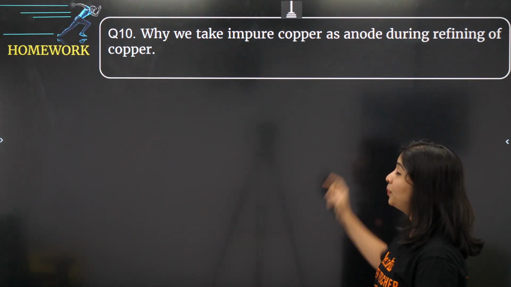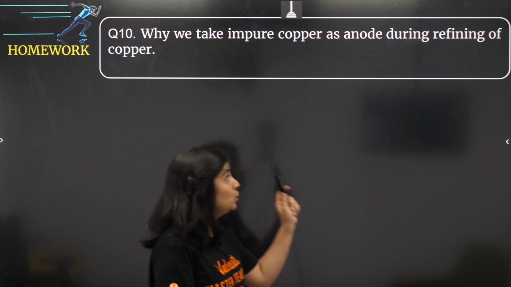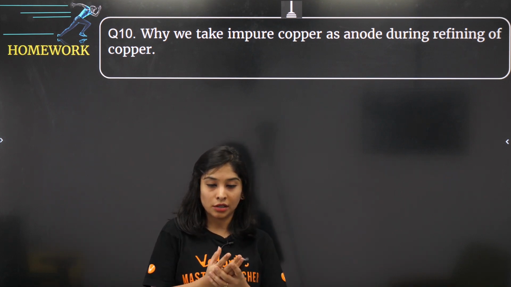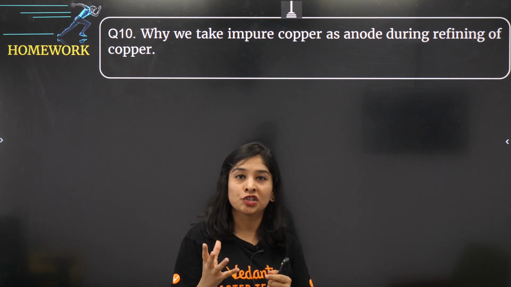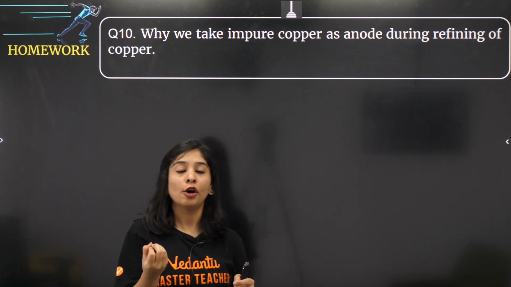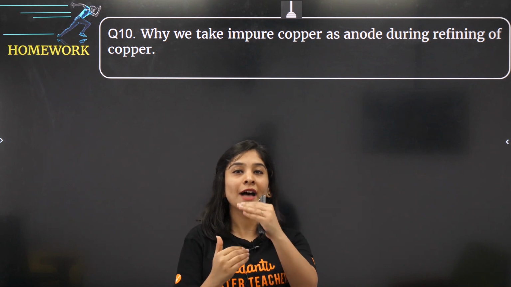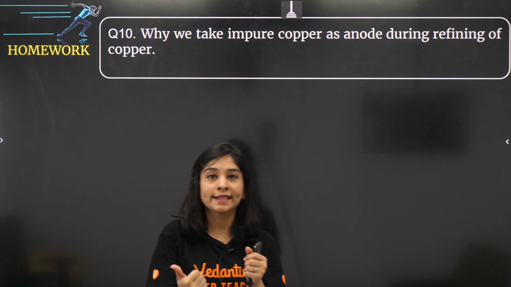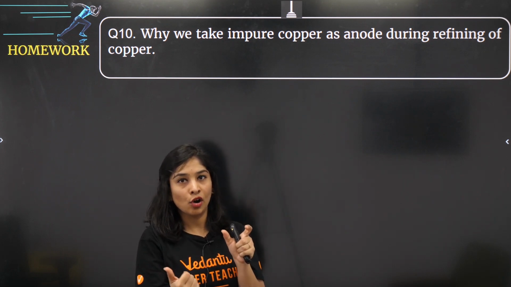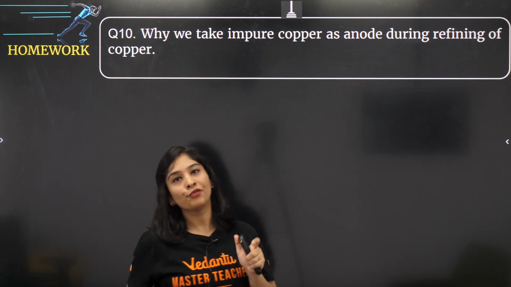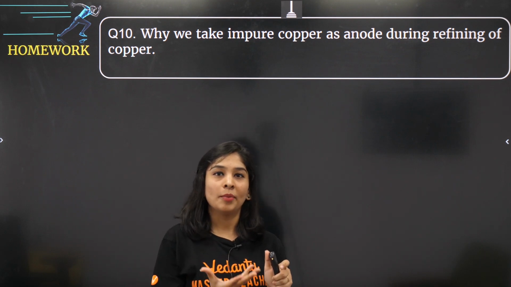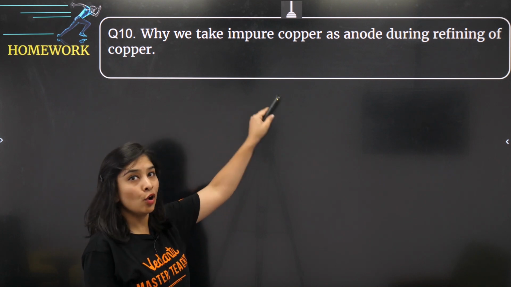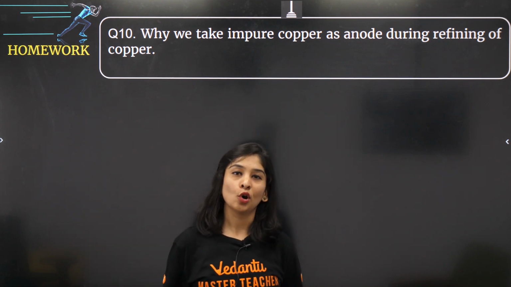Why do we take impure copper as anode during refining of copper? As we know that copper, even after the purification method, we don't get it in pure form. मतलब there could be impurities of higher and lower reactive metals, और उसके लिए हम क्या लेते हैं? Electrolysis करते हैं. We take impure copper as anode and a very thin strip of copper as cathode, and we'll take copper का ही electrolyte to perform this, है ना? So tell me why on the anode side only we take our impure copper.